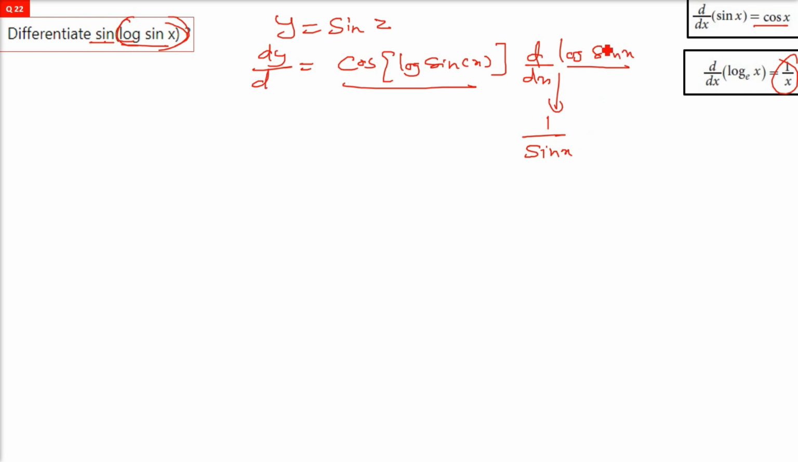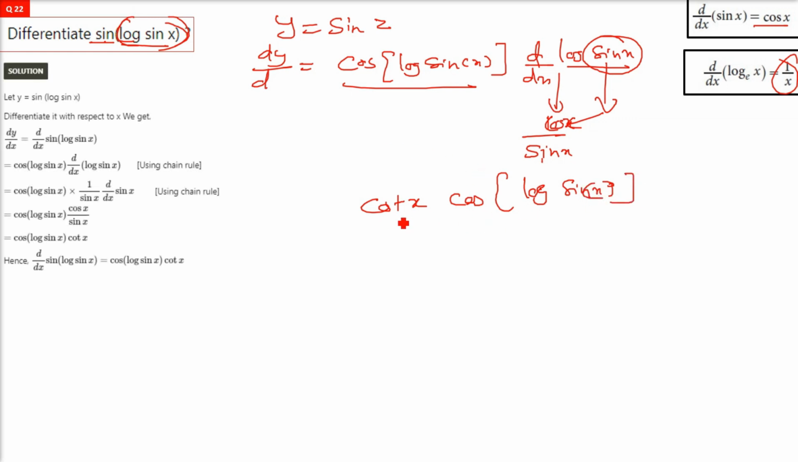Now you will not leave it here. Because of the chain rule you are following, the differentiation of sine x is going to be cos x. And cos x by sine x, you can write as cot x. So the final result will be cot x cos log sine x. Okay. This is your final result. So cot x cos log sine x.